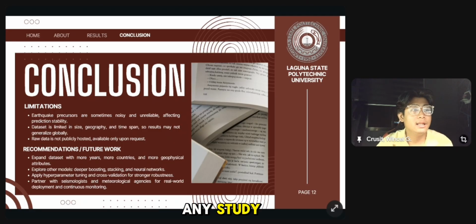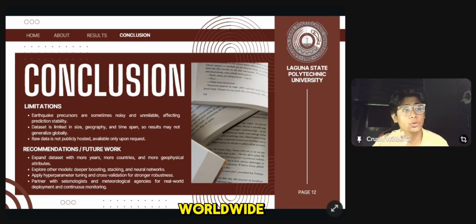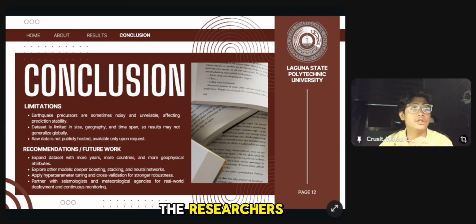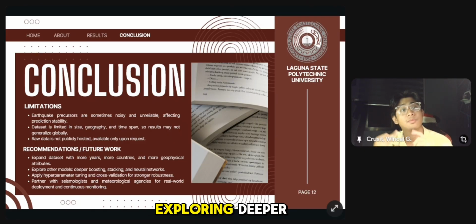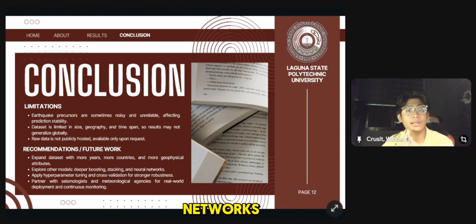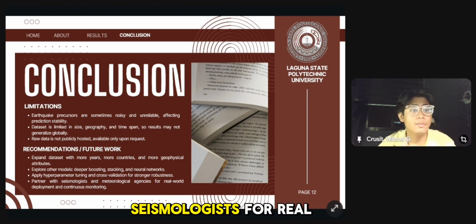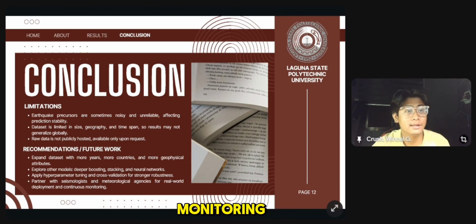But like any study, there are limitations. Earthquake precursors can be noisy and unreliable. The dataset only covers a few countries over 5 years, so we cannot assume it generalizes worldwide. And the raw data is not publicly available; it can be requested but not accessed freely. For future work, the researchers recommended expanding the dataset, adding more geophysical attributes, exploring deeper boosting and neural networks. And lastly, collaborating with seismologists for real-world monitoring systems.